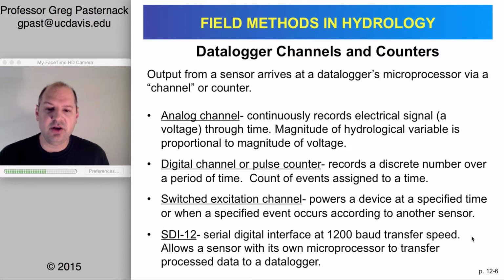Finally, there's something called the Serial Digital Interface at 1200 baud transfer speed, known as SDI-12, that is a generic interface that can allow you to take a sensor from most companies and put it into most other companies' data loggers through this SDI-12 interface.